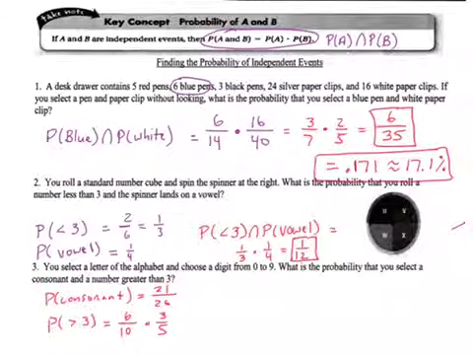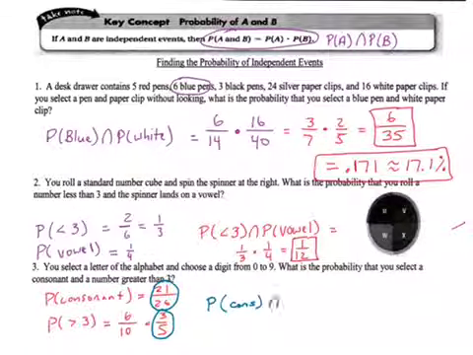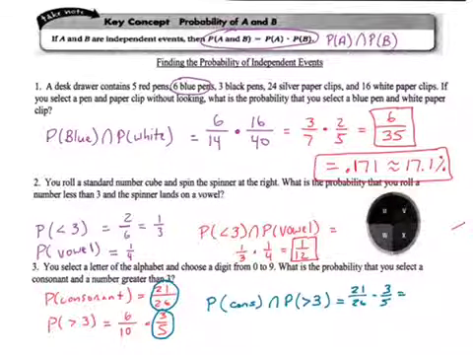So right now we're looking at, these are our two probabilities that we need to bring together. So the probability of the consonant and the probability of a number greater than 3 at the same time means we're going to multiply 21 over 26 times 3/5, which in this case is going to give us 63 over 130.